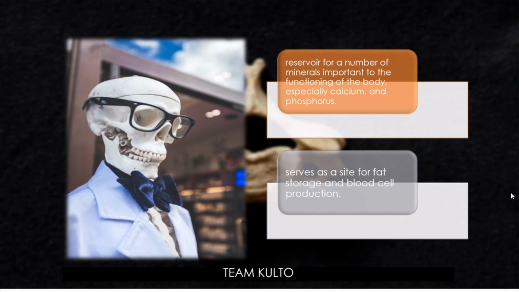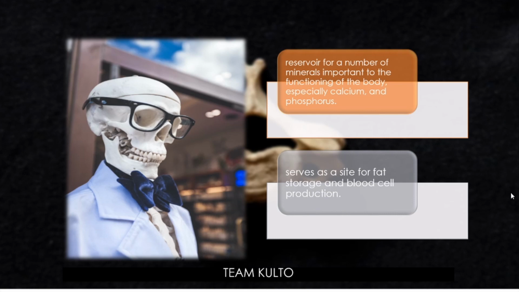These minerals incorporated into bone tissue can be released back into the bloodstream to maintain levels needed to support physiologic processes. Calcium ions, for example, are essential for muscle contraction and controlling the flow of other ions involved in the transmission of nerve impulses. Bone also serves as a site for fat storage and blood cell production. A softer connective tissue that fills the interior of most bone is referred to as bone marrow.